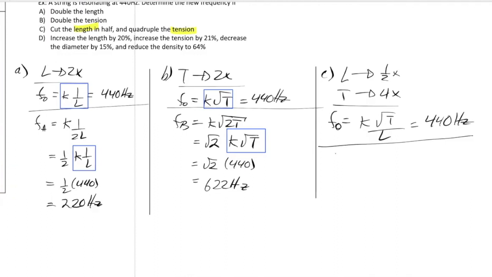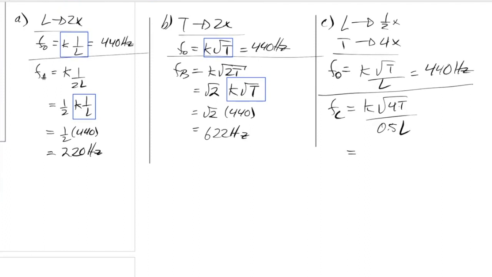Now let's take a look at FC. So that's going to be 4 times the tension, and the length is 1/2, so that's going to be 0.5L. So now what I do is I factor out the square root of 4, 0.5. Now notice this is in the numerator, this is in the denominator. So that has to stay in the denominator, and that has to stay in the numerator. So we've got K square root of T over L. Let's do some pretty blue box action, except on the right spot.